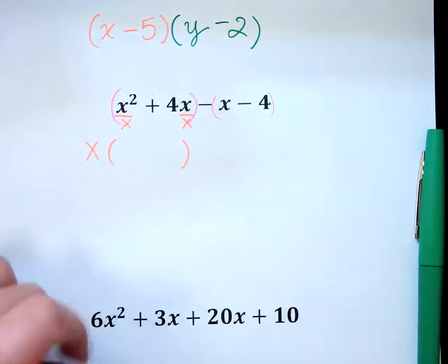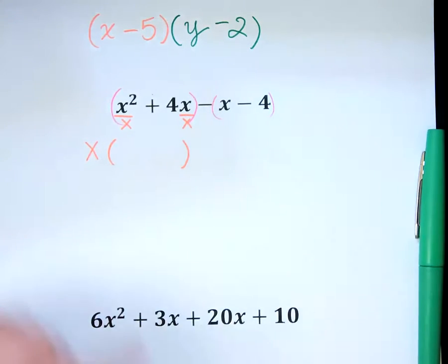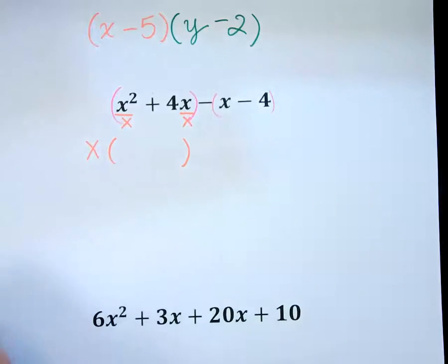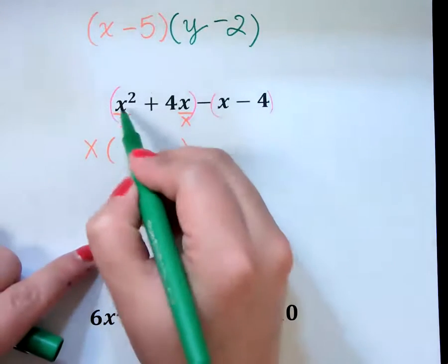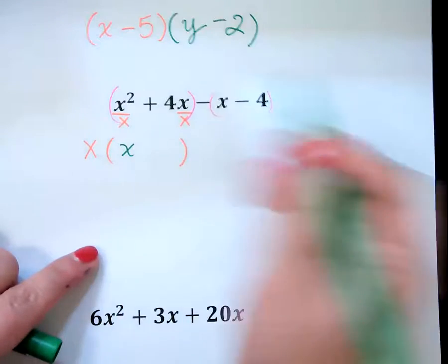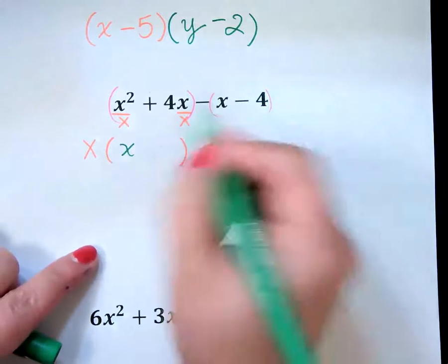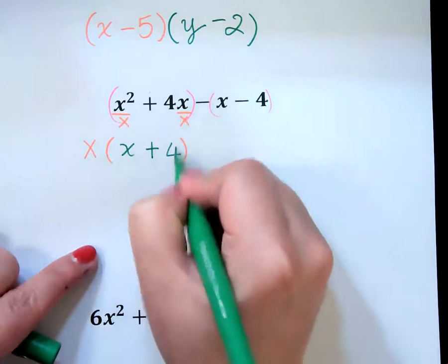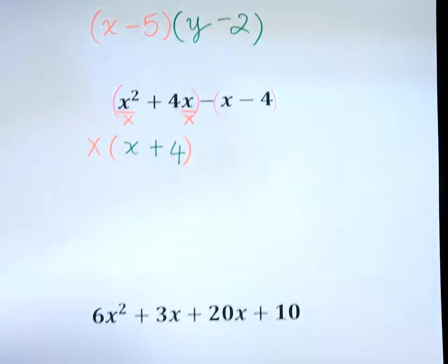So here we go. We have parentheses, and inside the parentheses you write whatever is left over. x squared over x gives us x. 4x divided by x will give us positive 4. Done with the first pair.